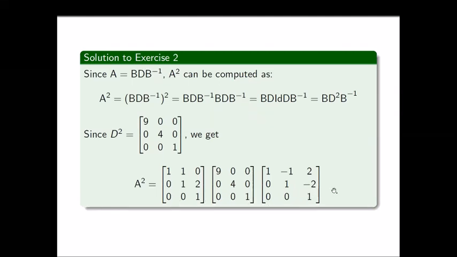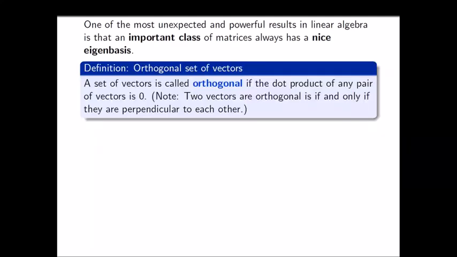Okay, now one of the most unexpected and powerful results in linear algebra is that an important class of matrices always has an eigenbasis. So there are two things here, an important class and something called a nice eigenbasis. So let's look at the latter.